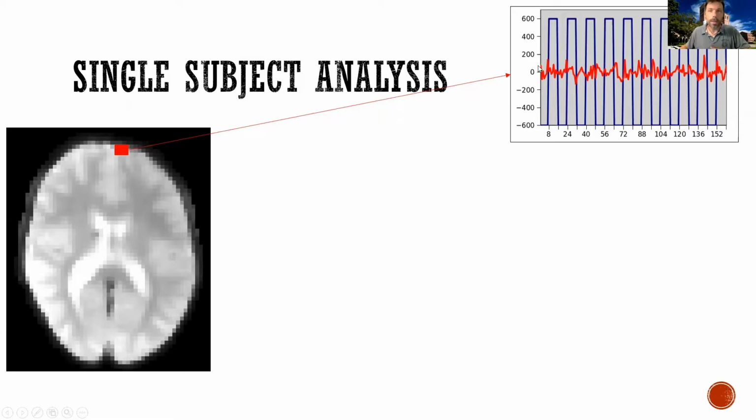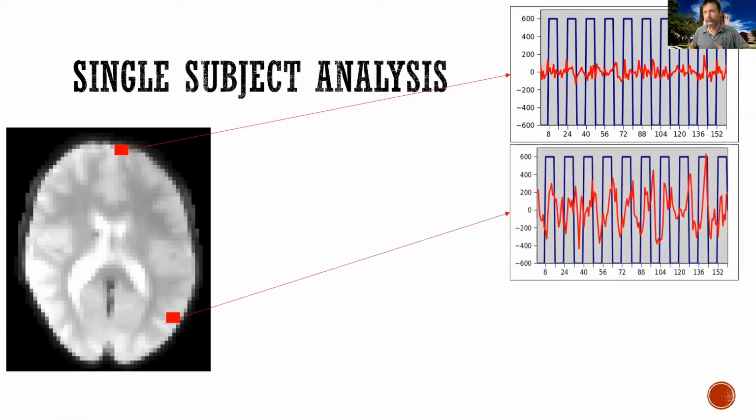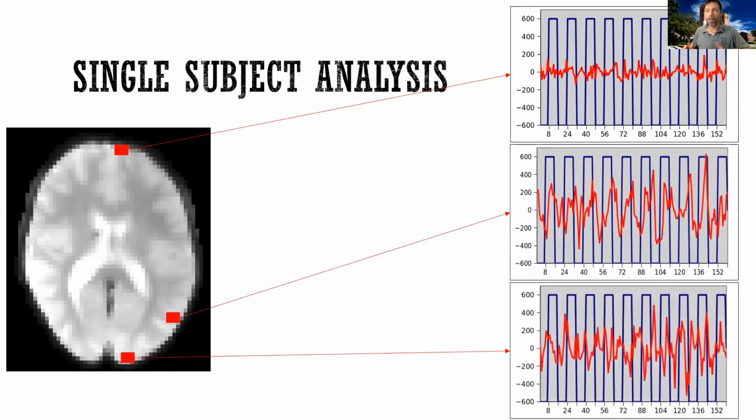In other words, do the squiggles in this voxel, the ups and downs in this voxel, the time series of this voxel, do they seem to be attributable to the onset and offset of some task of interest? Then maybe we'll take another voxel and it looks more like this, and maybe another voxel and it looks more like this. So we're going to repeat this analysis for every single voxel inside the brain.